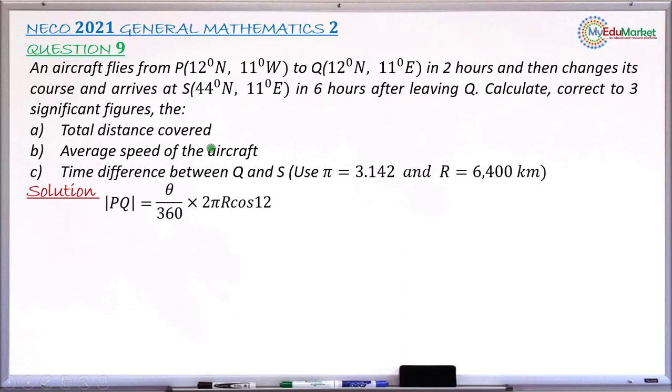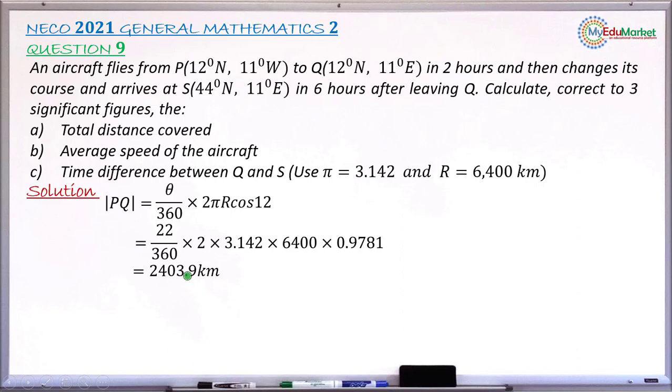So we substitute theta by 22, pi by 3.142, R by 6,400, and find cos 12. When that is done correctly, we have 22 over 360 multiplied by 2, multiplied by 3.142, multiplied by 6,400, multiplied by 0.9781. This is the value of cos 12 from your calculator or figure table. Multiplying these values and dividing by 360, you have 2,400.9 kilometers. This is the distance from P to Q.